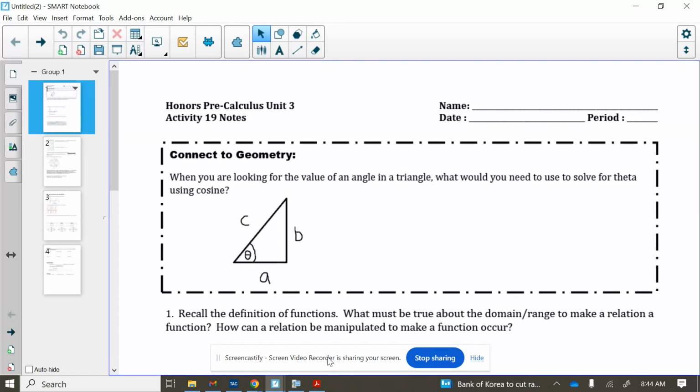Hi everyone, and welcome to Activity 19. Today we are going to talk about the inverse of our trig functions.